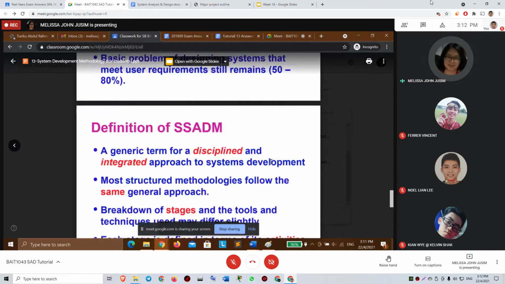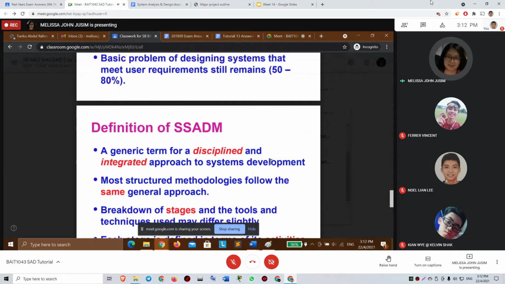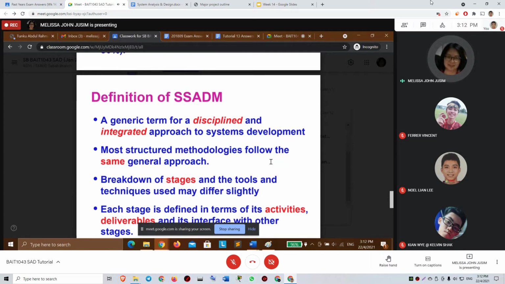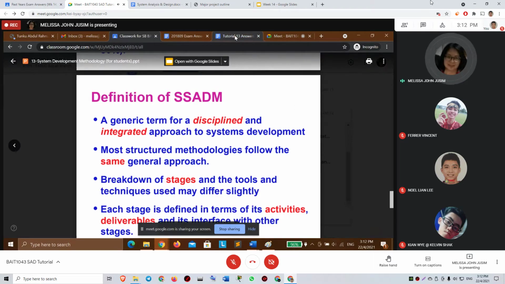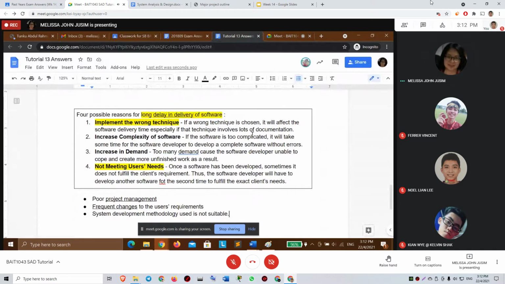SSADM really emphasizes the feasibility, the analysis phase, and also the design phase. It's very bureaucratic, so when it's very bureaucratic, you need to have very complete documentation. That's where you need the end product within 3 months. You end up delivering the software at a much later time. So that is another reason for delay in delivering the software.